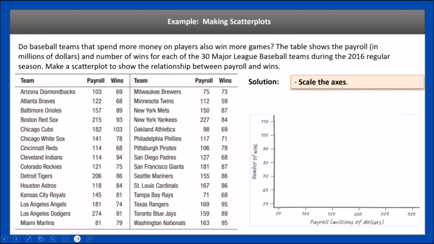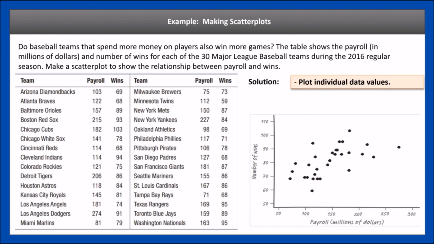So for example, if I look at Arizona Diamondbacks, we have a payroll of 103 million and the number of wins is 69. So it would be 103, close to the 100 mark. And then you'd have 69, which is close to 70. So we would have a dot right around there, and we would keep doing that. All right, so if we continue plotting those dots, we would get all of the data points from the set to plot the individual data values. So hopefully that made sense.